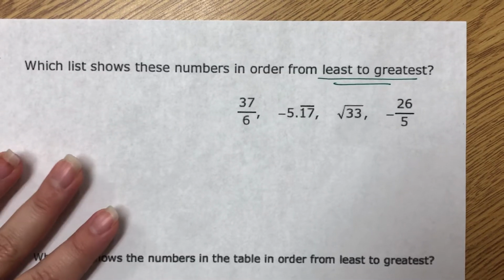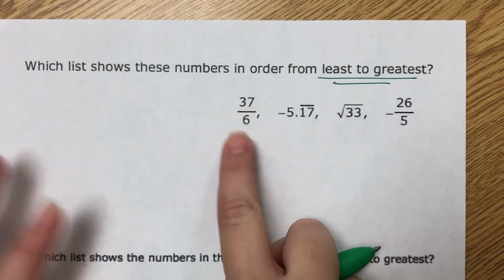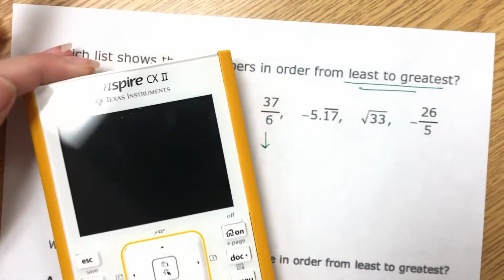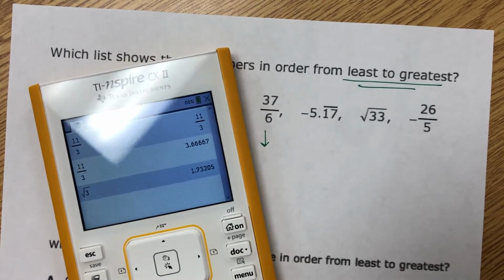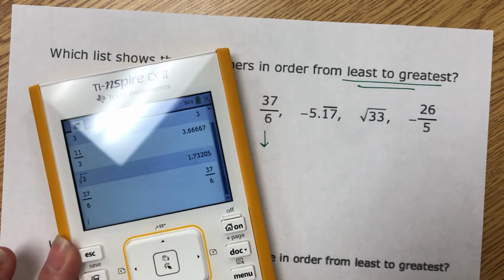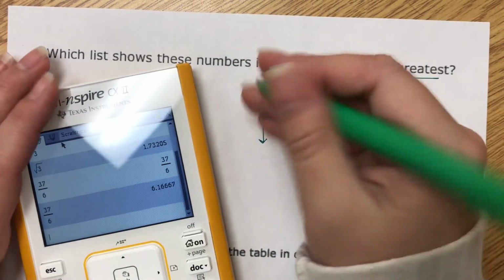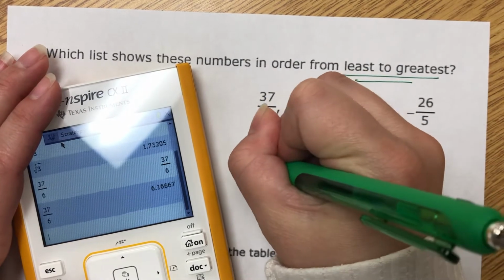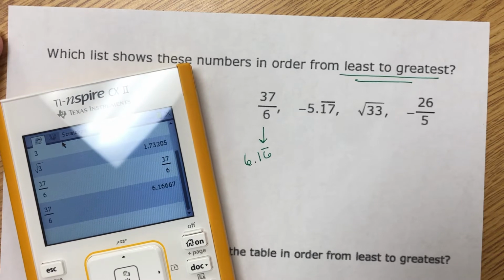So let's take 37 and divide it by 6, because that is a fraction bar. That is actually what fraction bars mean. They mean you can divide. So I'm going to take 37, divide 6, and get the decimal for it. It is 6.16 repeating. So I'm going to write 6.16 repeating like that.